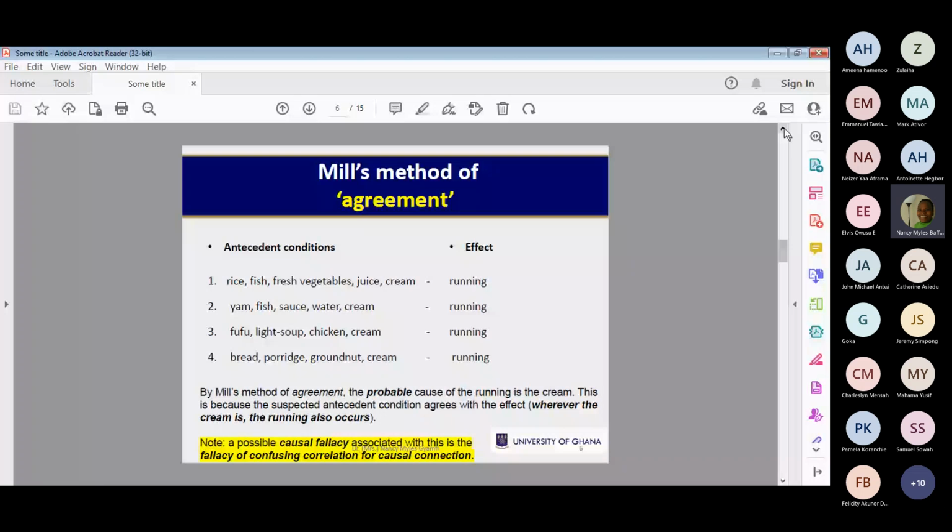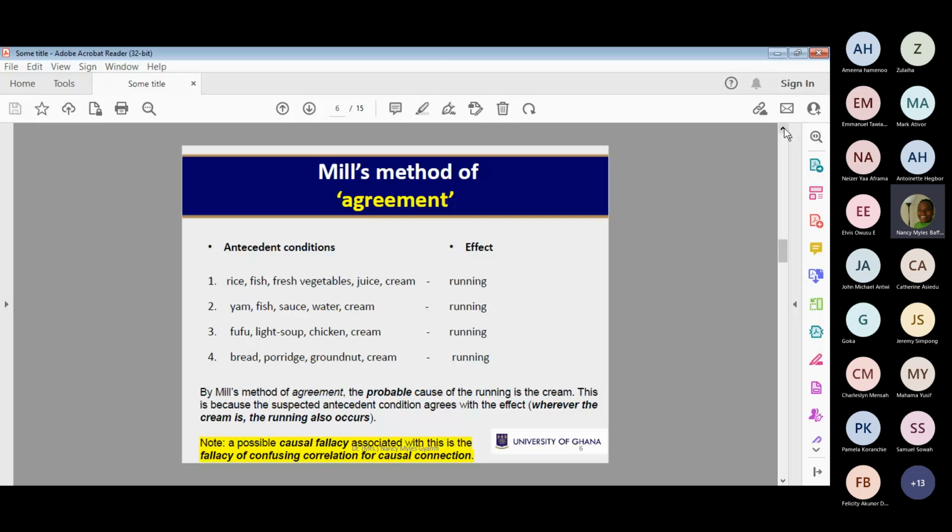And then we quickly pointed out that in our bid to call a reasoning a causal argument, and one that is based on agreement, we may end up committing the fallacy that confuses correlation for causal connection. The fact that the two things correlate, they happen at the same time. Think of coincidence. They are just happening at the same time, or oftentimes they happen at the same time. So you presume that it is one that causes the other.